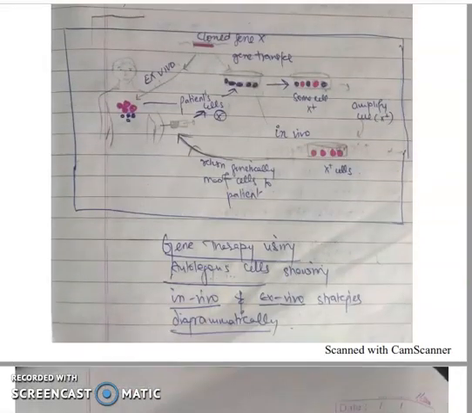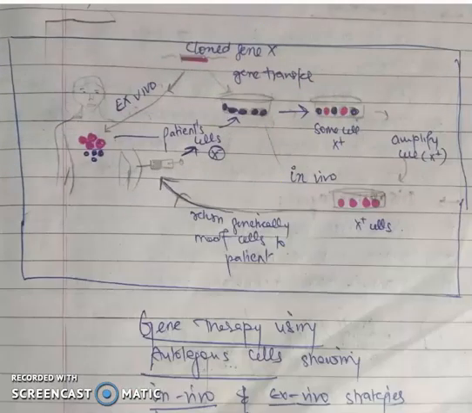So this is a schematic diagram showing both types of gene therapy. In ex vivo gene therapy, what happens? We take out the cells from the body and we culture them in vitro, the therapeutic gene that is cloned is put into the cells, then the transfected cells are selected, amplified, and returned to the patient's body. So in ex vivo gene therapy, the gene was transferred into the cell outside the body of the patient. And in vivo gene therapy, this cloned gene is directly injected into the body.